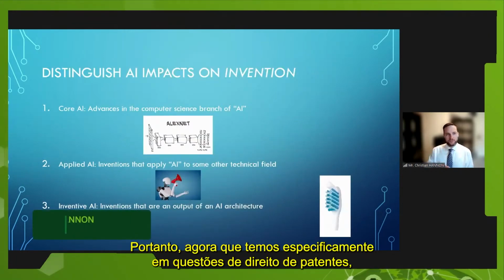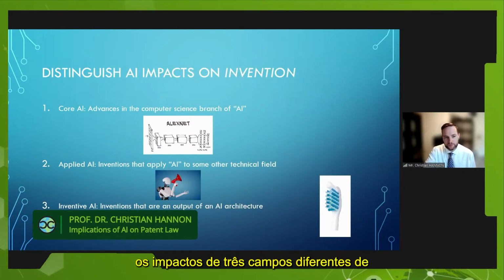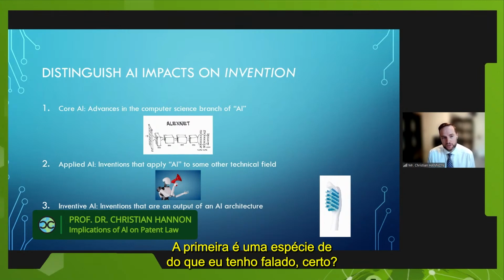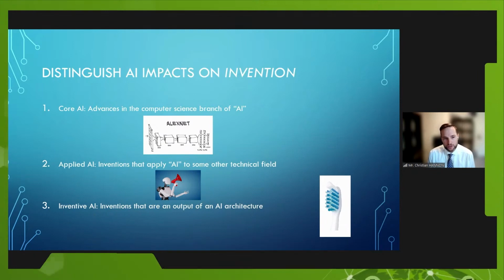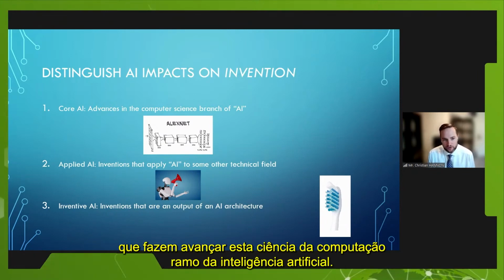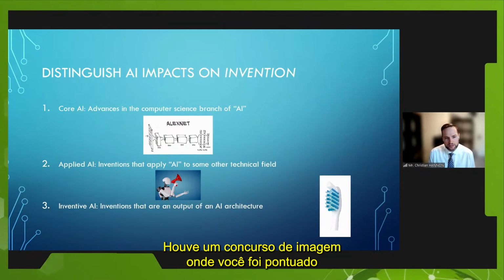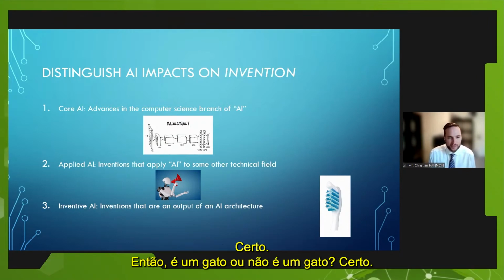So now when we get specifically into patent law issues, I think it's really important to distinguish the impacts of 3 different fields of AI that we can term here and how they're going to impact innovation or invention. And so the first is sort of what I've been talking about, right? It's these very fundamental building blocks, these algorithm structures that advance this computer science branch of artificial intelligence. And so the example I have here is AlexNet. This was back in 2011, 2012. There was an ImageNet contest where you were scored basically on how well your algorithm could differentiate images, right? So is it a cat or is it not a cat, right?